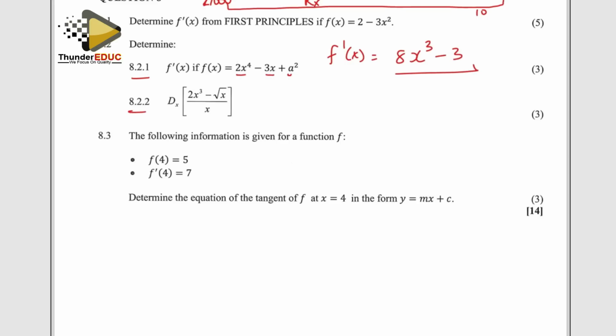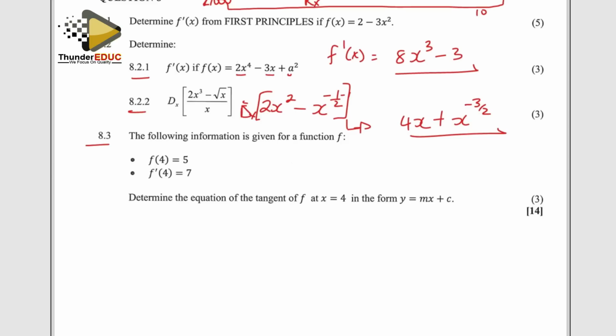Then 8.2.2, I need to split up. So this is going to be 2x squared minus x to the negative a half. This is just the original expression, just writing it in a different way. Then my dx, okay, so the first derivative is going to be 4x plus x to the negative 3 over 2, because I need to subtract 1. With negative and negative, we get a positive. So that is that. Then 8.3, the following information is given for a function f.